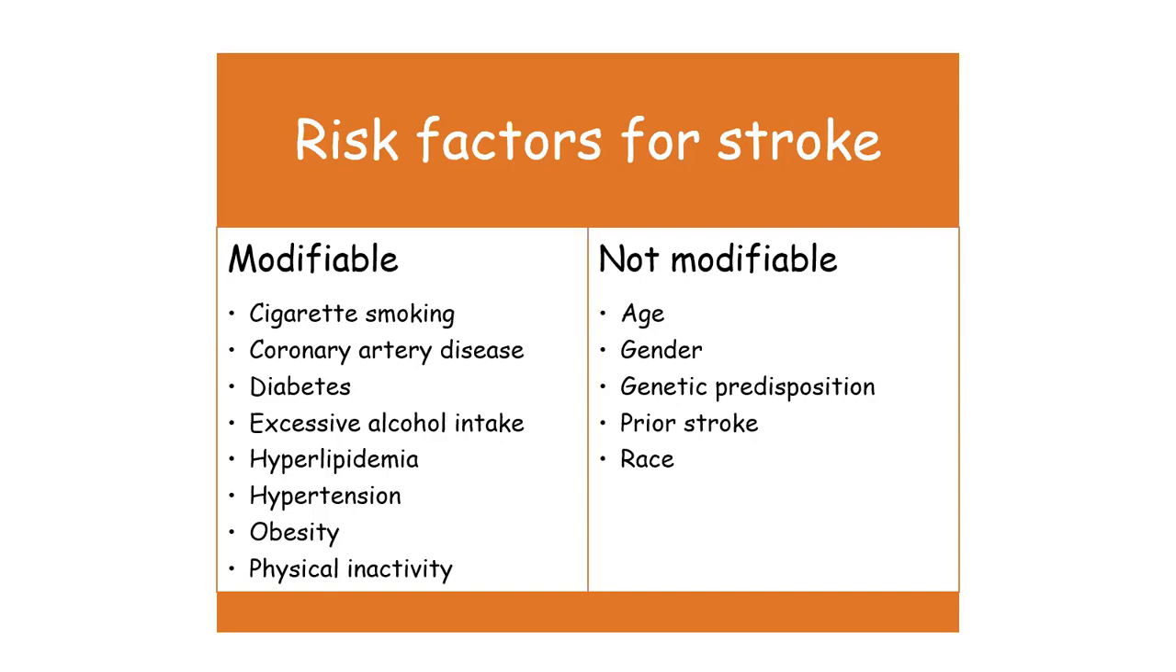As you get older, you're more predisposed. Your gender: women are more likely than men to have a stroke. Genetics: if you have a family history, a parent or a grandparent that had a stroke, chances are higher that you'll have a stroke. Once you have one stroke, you're at a greater chance of having a second stroke, and then race.